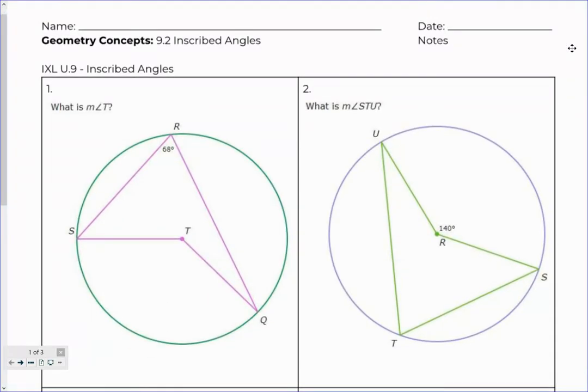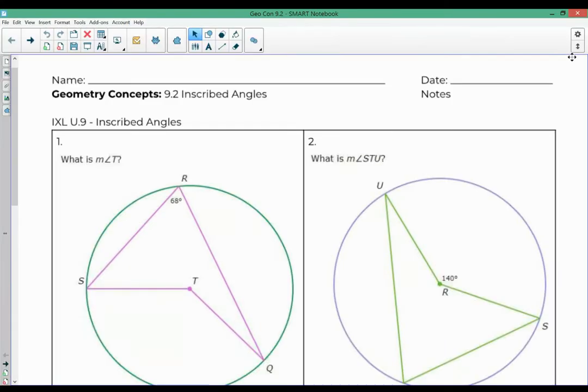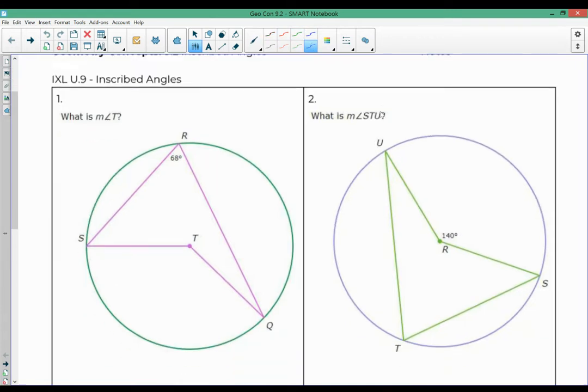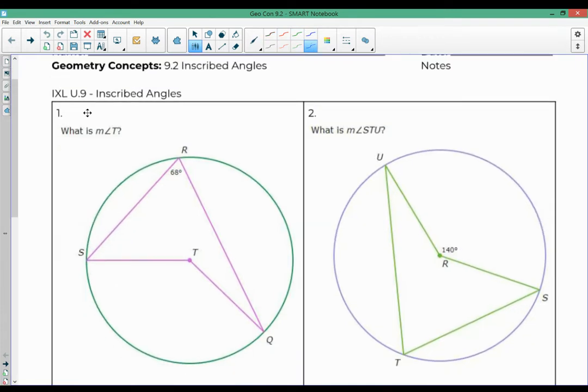Today's lesson is going to be about inscribed angles, as we continue to talk about circles and their different angle relationships. What I'm doing this time is taking questions directly from the IXLs that you need to do, and doing some practice problems like that you can apply to your own IXLs.